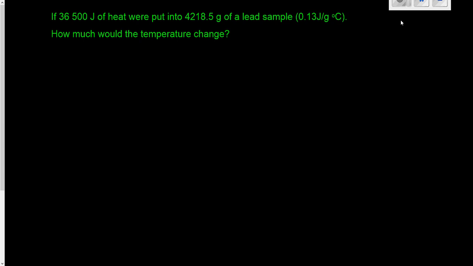Hello, and we are going to look at another heat problem today. This problem reads: if 36,500 joules of heat energy were put into a 4,218.5 gram lead sample, and you have your specific heat capacity for lead, given here as 0.13 joules per gram degrees Celsius, how much would the temperature change?